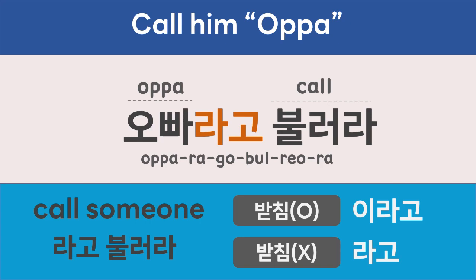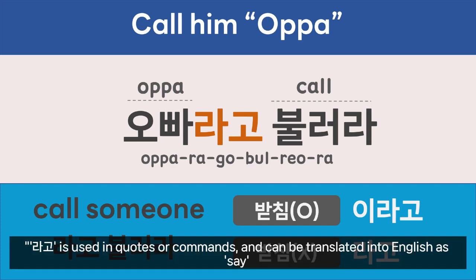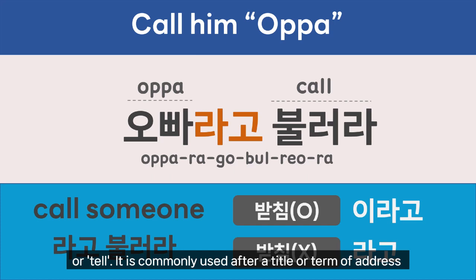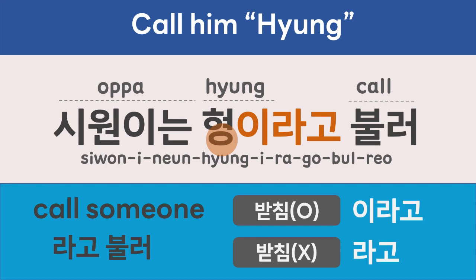Call him oppa. 오빠라고 불러라. 라고 is used in quotes or commands, and can be translated into English as say or tell. It is commonly used after a title or term of address to indicate how the other person should address them. Call him hyung. 시원이는 형이라고 불러.